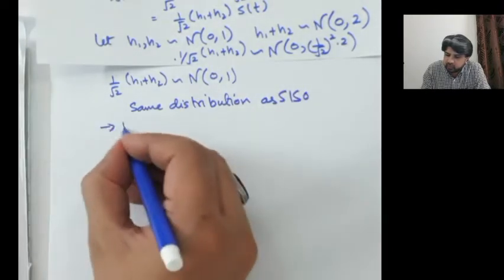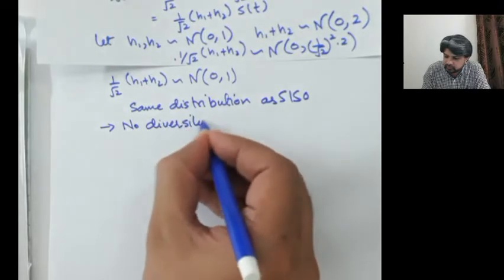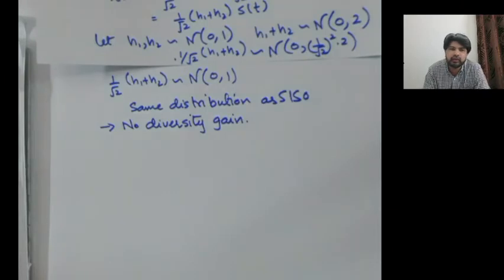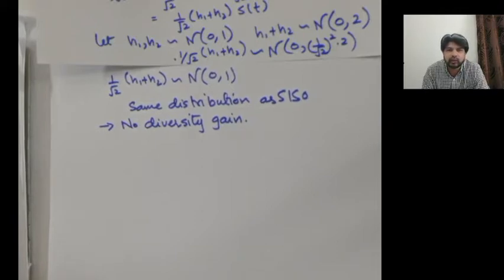This means no diversity gain. And the reason you do not have any diversity gain is, of course, because you don't have any channel side information at the transmitting end. You cannot vary the power that is transmitted from antenna 1 and antenna 2, for example.